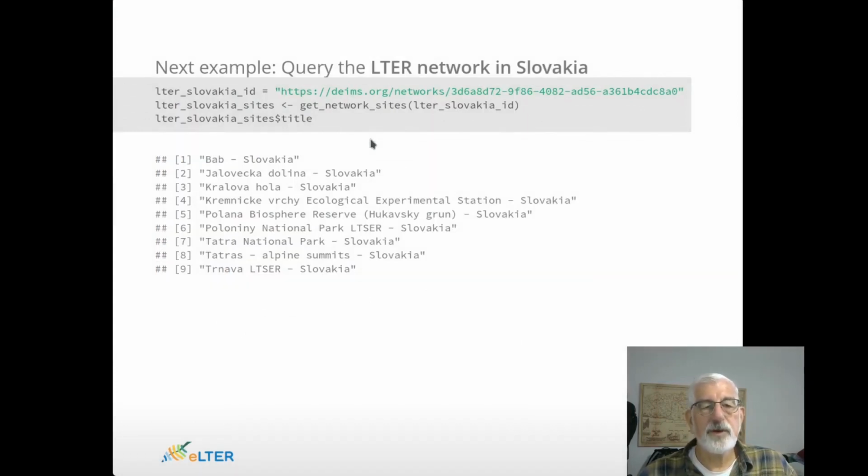Now we go on to query a full eLTER network. In this case, the network in Slovakia. From the danes.org website, we found the full URL of this particular network. And in this case, we call the function getNetworkSites with that DIMES URL. By printing out the title item in the return value, we get the list of 9 sites in the Slovakia network.